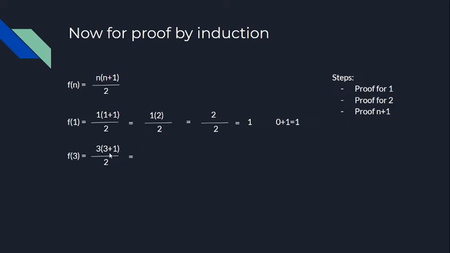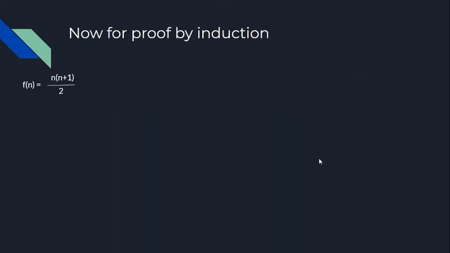3 times 3 plus 1, divided by 2. That will give me 3 times 4, 12. 12 divided by 2 will give me 6. Now if I add 0 plus 1 plus 2 plus 3: 1, 1 plus 2 is 3, 3 plus 3 is 6. So we see that it works.